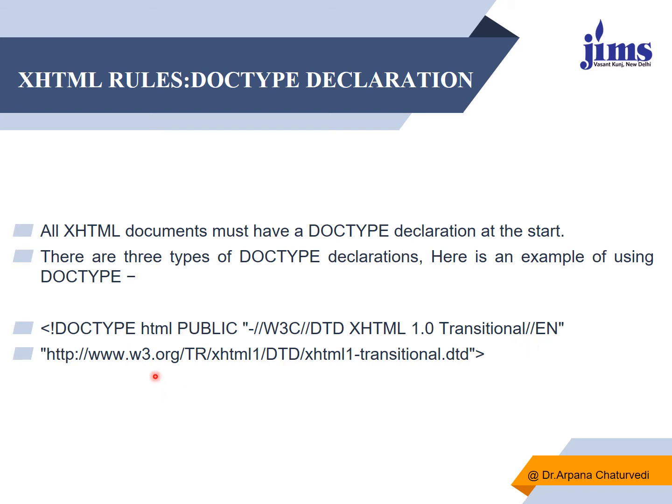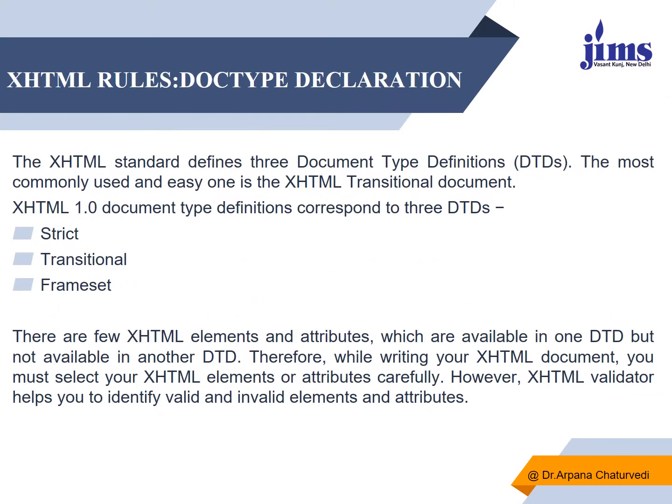It is from w3.org/tr/xhtml1/DTD/xhtml1-transitional.dtd. The rules for doc type declaration define three DTDs. Most commonly used one is transitional. XHTML 1.0 DTD corresponds to three DTDs. One is strict, second is transitional, third is frameset.